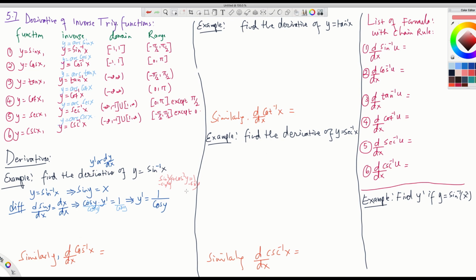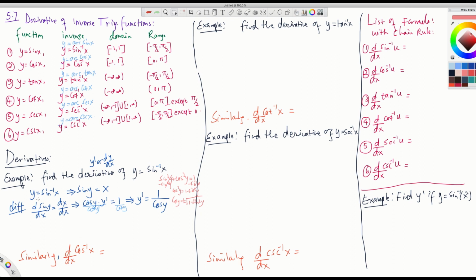So cosine squared y is 1 minus sine squared y, right? So what will be the cosine y then? Cosine y will be plus or minus the square root of 1 minus sine squared y. You see that? But do I need to consider both plus and minus? Let's see whether cosine y is positive or negative.